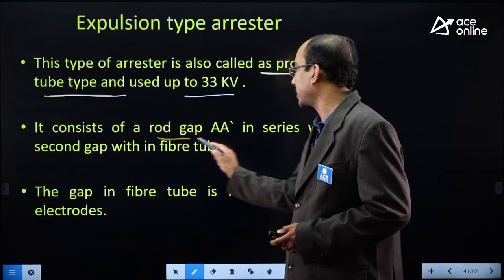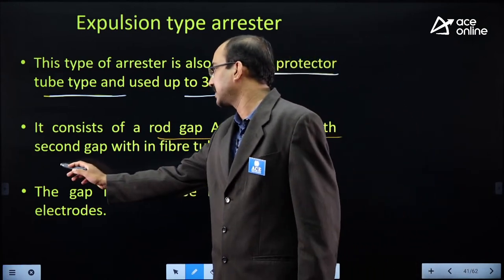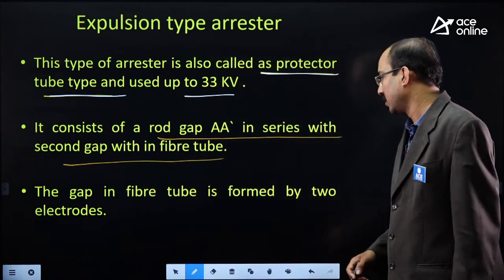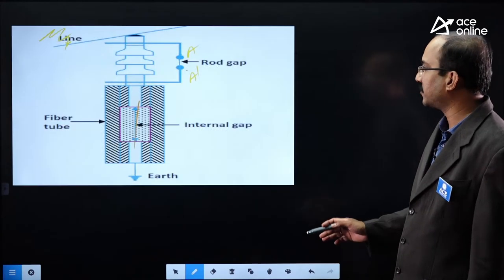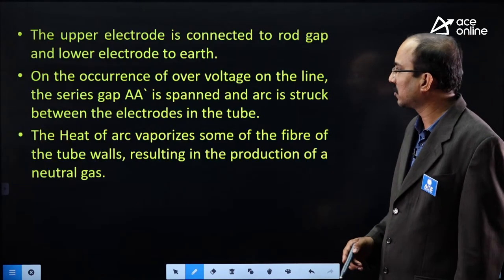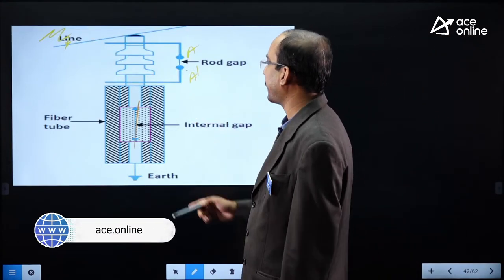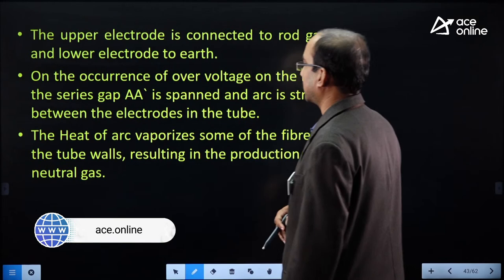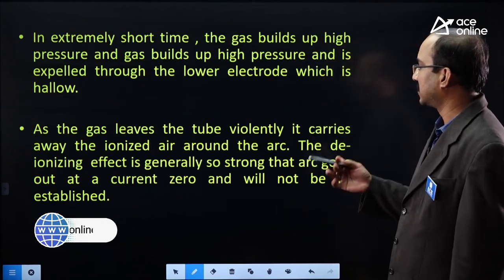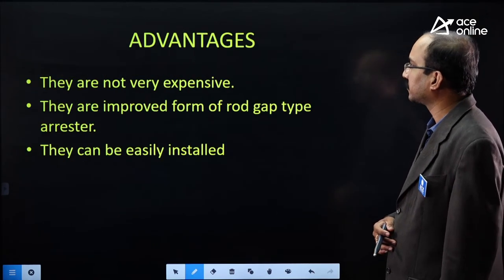It consists of a rod gap in series with what? Second gap within fiber tube. So here in the fiber tube, if you observe, there are two electrodes. Upper electrode is connected to the rod gap and the other one is connected to earth. So this is the operating mechanism.